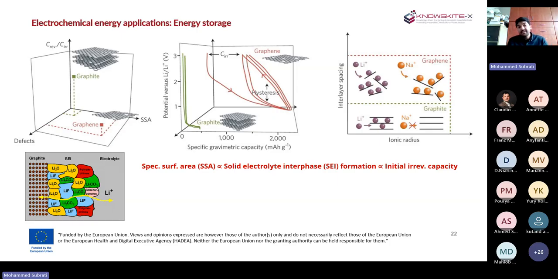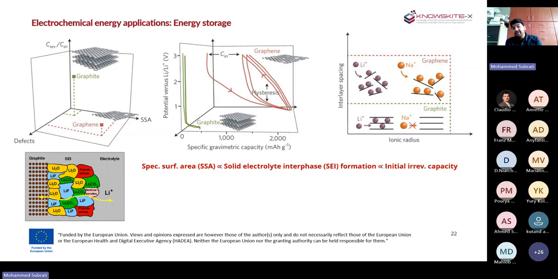And in the image in the middle, you can see that in the case of graphite, in the first lithiation and delithiation, it maintains more or less the same specific gravimetric capacity with cycling, and it has a very small voltage hysteresis between 0 and 0.4.